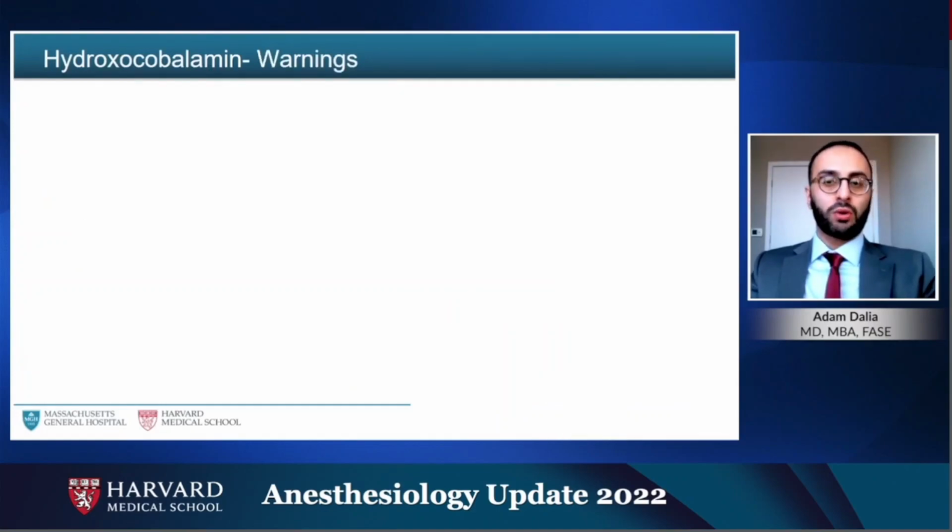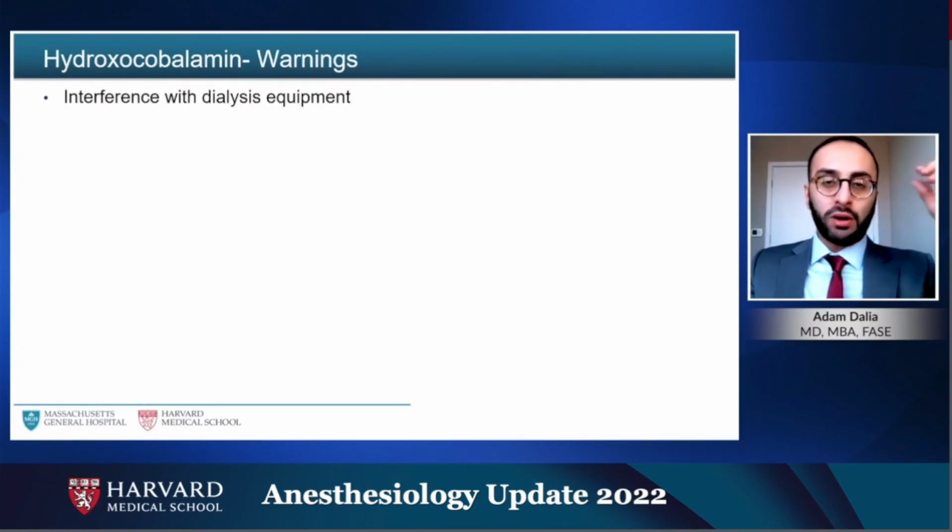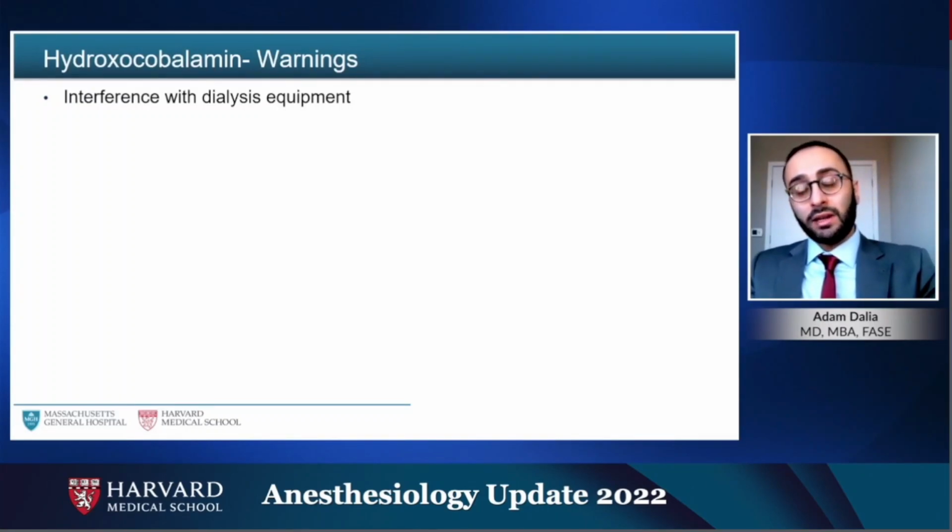So what are some of the warnings and cautions, side effects of hydroxocobalamin? Well, one of the big ones is interference with dialysis equipment. And you can imagine if this patient is sick enough to require hydroxocobalamin, they may be encountering other organ dysfunction and potentially renal failure and renal dysfunction. And if they have to get dialysis, the hydroxocobalamin may not be your best bet here because it does interfere with the dialysis equipment due to the light absorption, light issues that can occur.